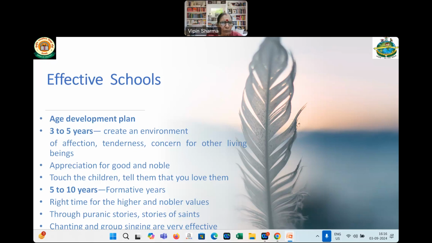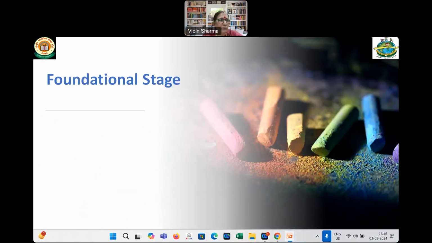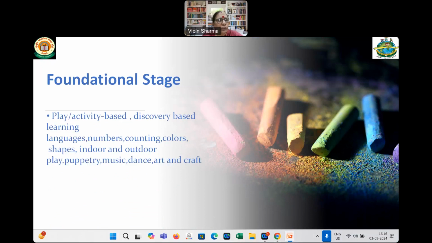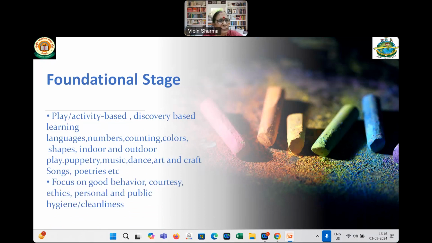5 to 10 years is the right time for the higher, nobler values. And when they go to 11 onwards, keep on integrating arts through their subjects. Now, the foundational stage is play activity based, discovery based learning: languages, numbers, counting, colors, shapes. I'm sure wherever the schools are primary, there are various teaching aids in the schools. That is wonderful work. It is really good. So now I will tell you, art education is an experience provided by the teacher. So play, give them activities, and let them enjoy learning.